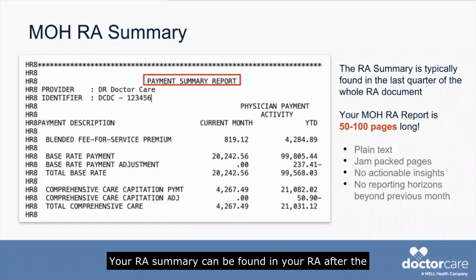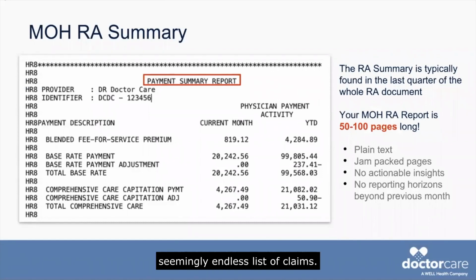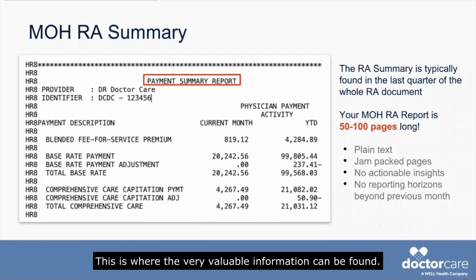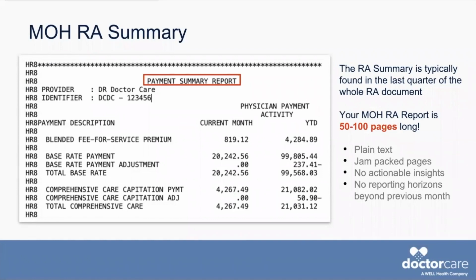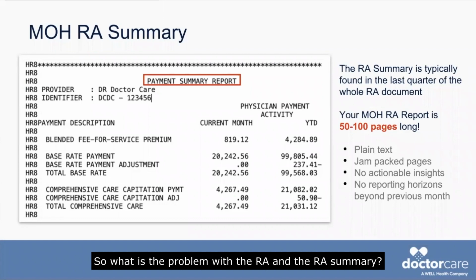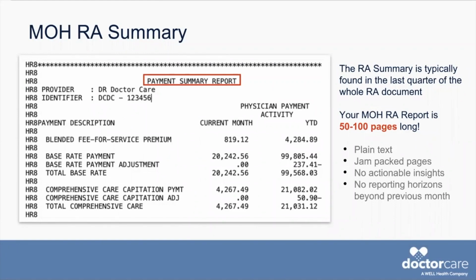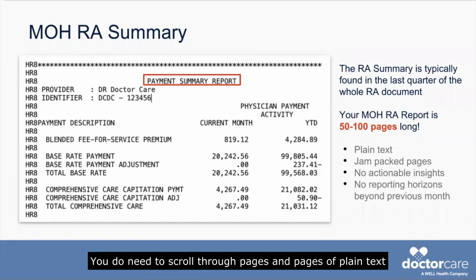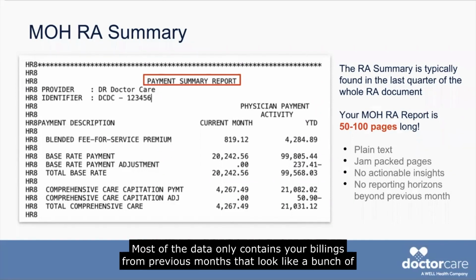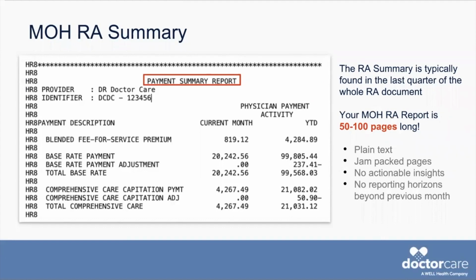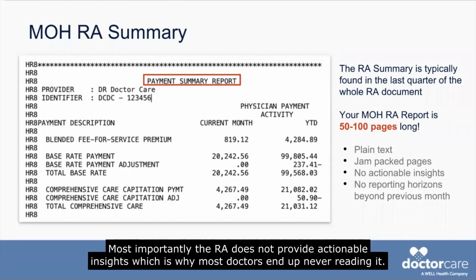Your RA summary can be found in your RA after the seemingly endless list of claims. This is where the very valuable information can be found. So what is the problem with the RA and the RA summary? The RA is well over 50 pages long and is not easy to quickly scan and review. You do need to scroll through pages and pages of plain text back and forth to find very critical data points. Most of the data only contains your billings from previous months that look like a bunch of code and is hard to read.